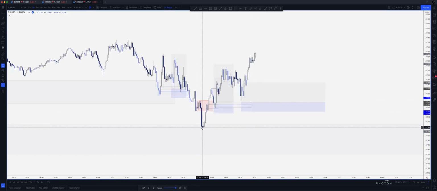So that would be your risk entry down here. That would be your M1 confirmation entry, and then that would have been your double confirmation entry down here. But you end up not getting in there. Yeah, is what it is.